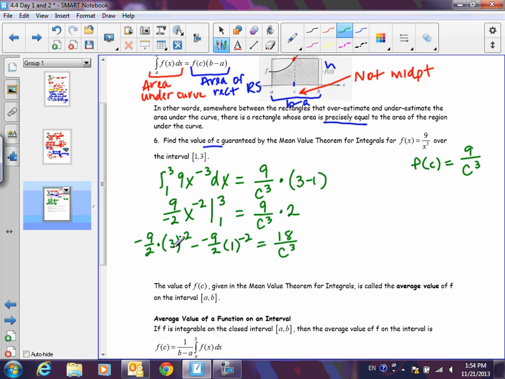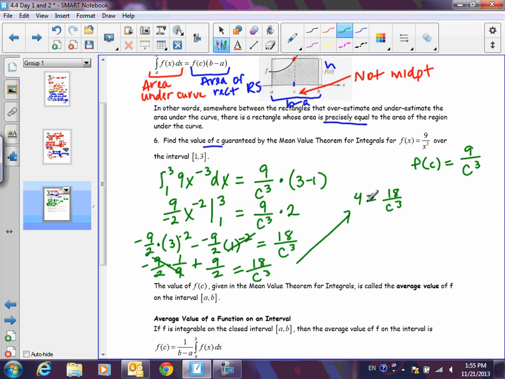All right, 3 to the negative 2. What is that? 1/9. So then the 9s are going to cancel. So this just ends up being negative 1/2. Negative, negative, we know that's plus. 1 to anything is just 1. Don't waste your time thinking too hard about that one. Okay, so let's look at the left-hand side. Negative 1/2 plus 9/2. What is that? Which is 4. So I have 4 equal to 18 over c cubed.